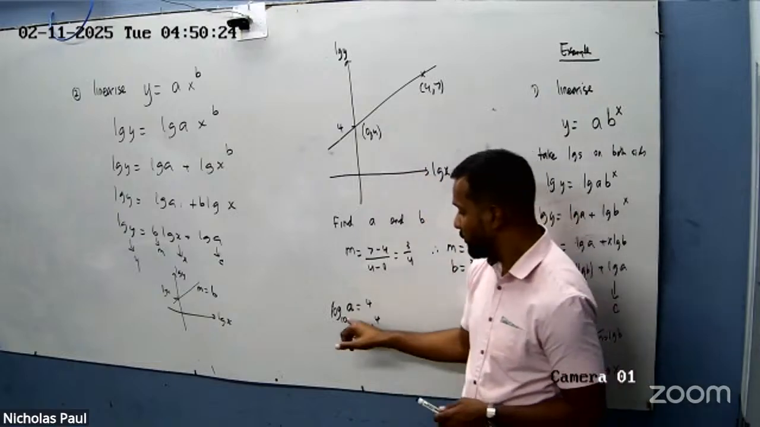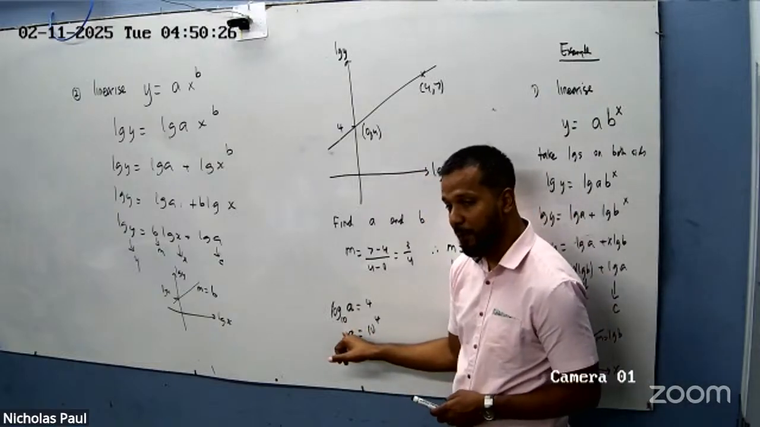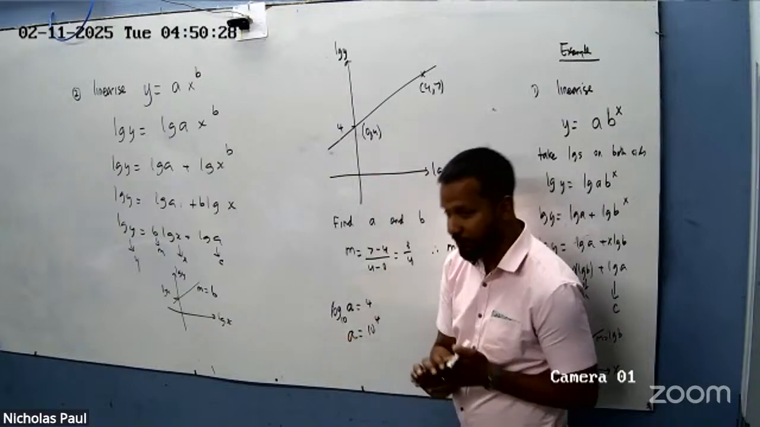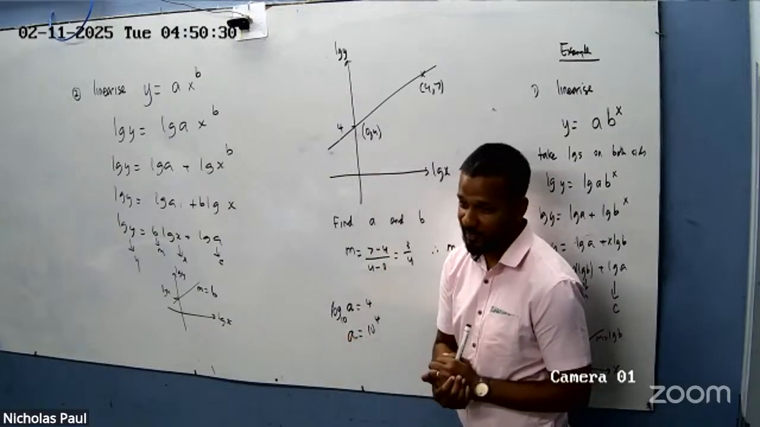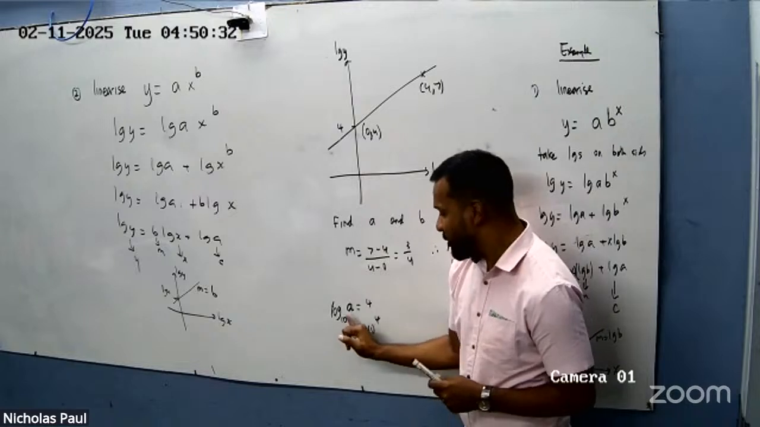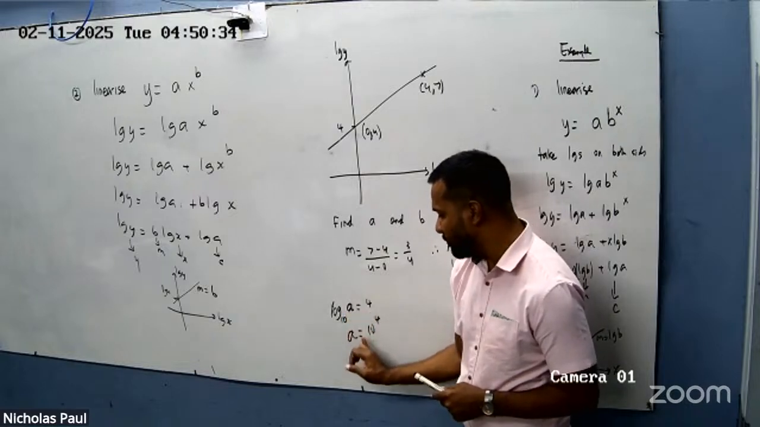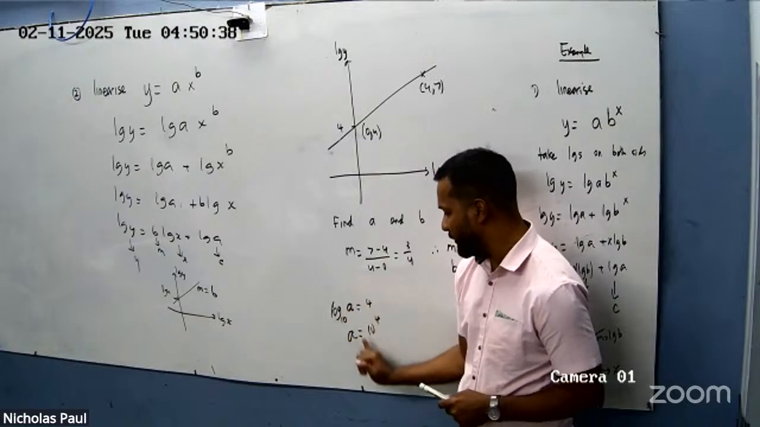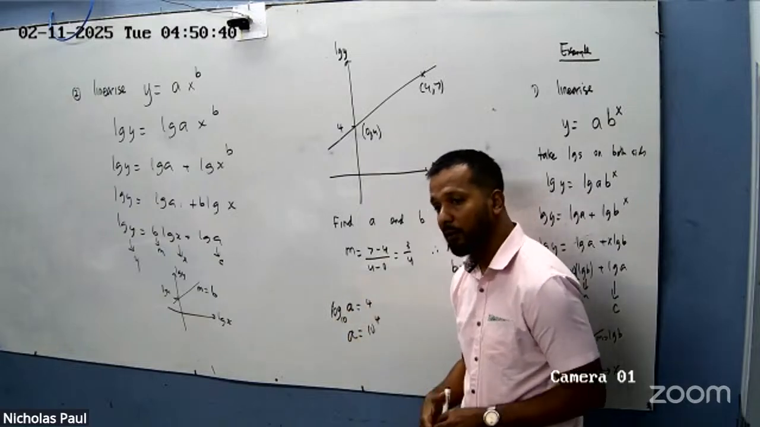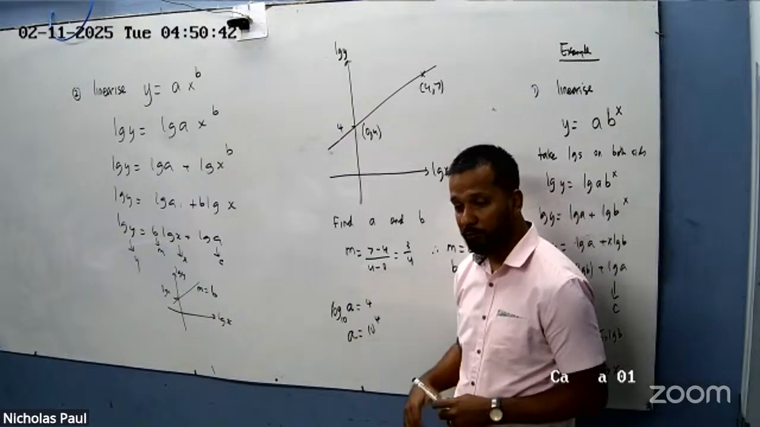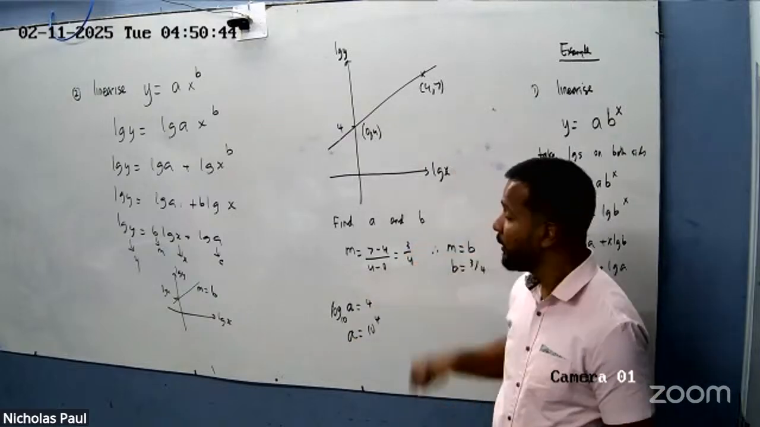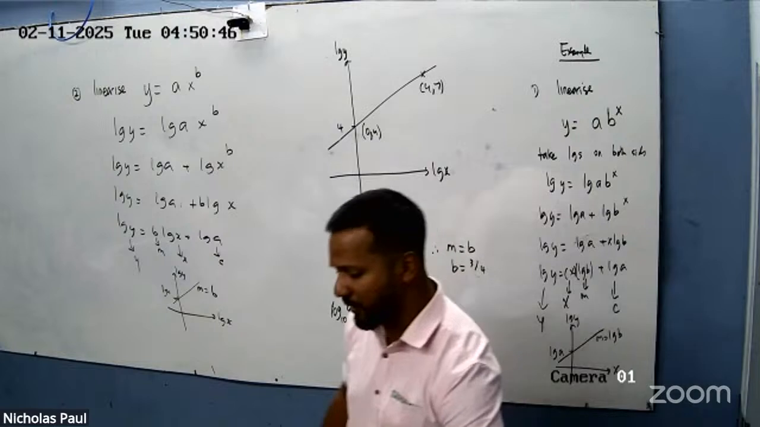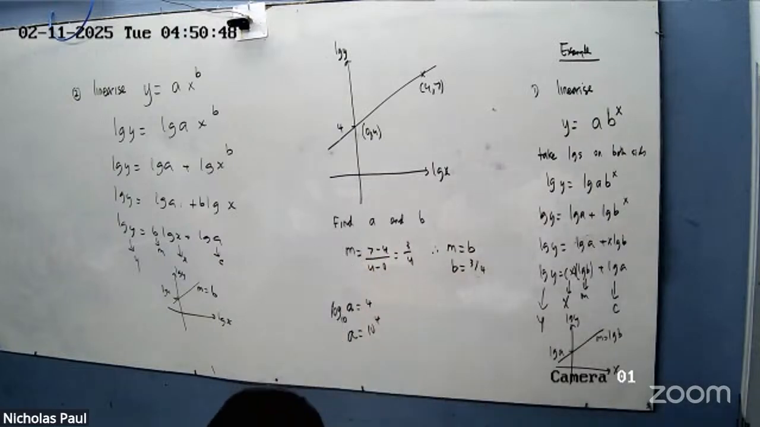Log to the base 10. That's the first thing I wrote in the class. So to go from log A is 4 to here, all we have to do is write the A, bring up the 10, carry across the 4: 10 to the power of 4. So that's the answer. You can leave it like that. You don't have to write 10,000.